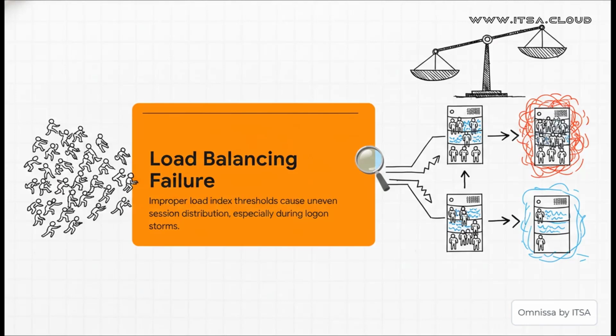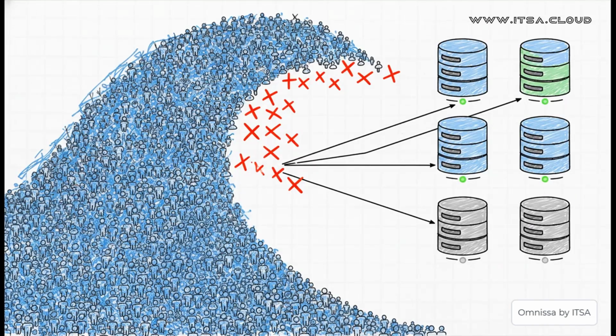Okay, suspect number 3 is a failure in your load balancing. This one usually shows its ugly face during those intense log-on storms, when a ton of people try to log in all at once. The system is supposed to spread them out evenly, right? But if the rules that control this, the load index thresholds, aren't set right, you end up with some servers getting completely slammed while others are just sitting there, doing nothing. And in the newer versions of Horizon, this is so critical. There's a particular setting that controls how many servers are kept warmed up and ready for new connections. If you set it too low, maybe to save a few resources, you just won't have the capacity when that big wave of users hits, and that means connection failures.